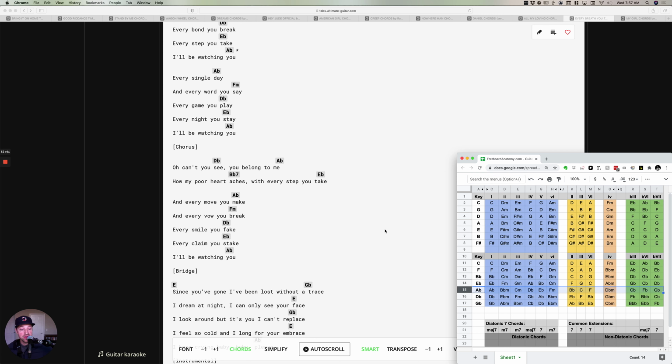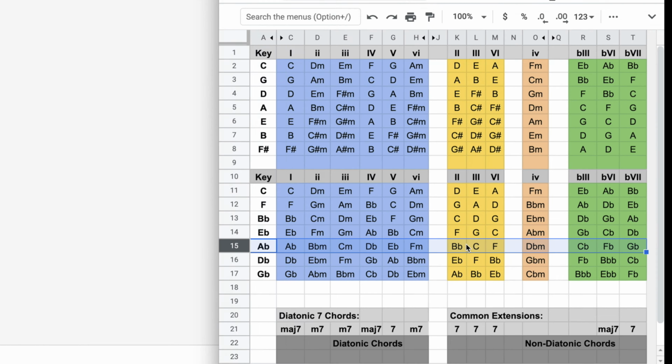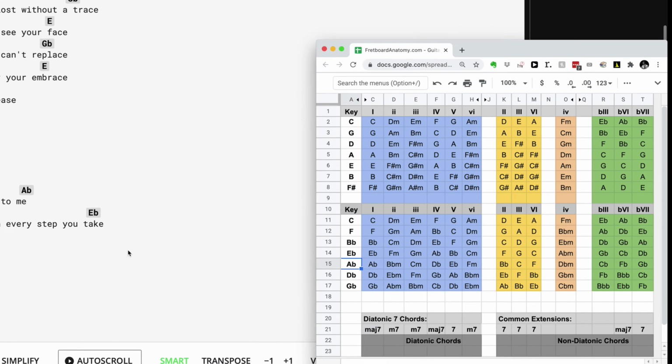B flat 7. That B flat 7 is right here. This is the dominant 2 chord, and we're using that. This is sort of a different 2-5-1: dominant 2, the 5 chord, back to the 1 chord. Okay, that's pretty hip. I dig that. That is part of our borrowed chords thing.